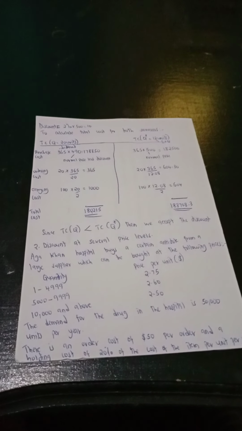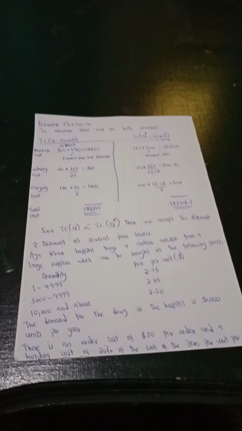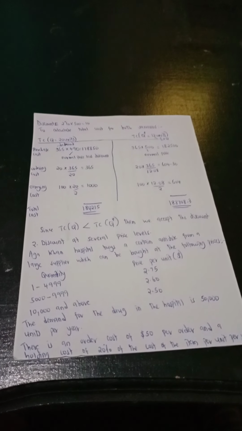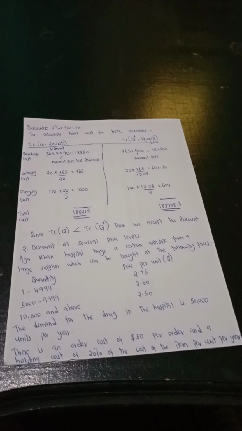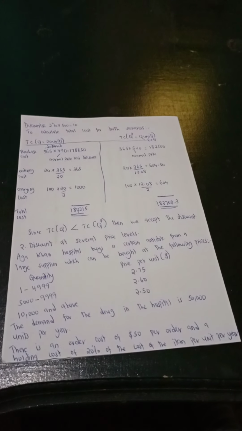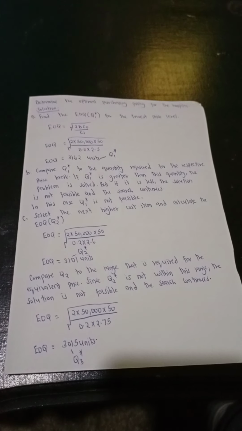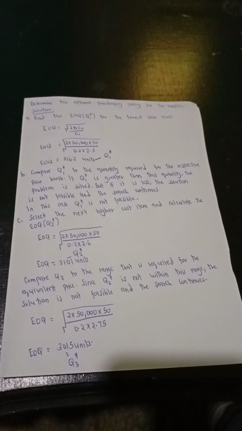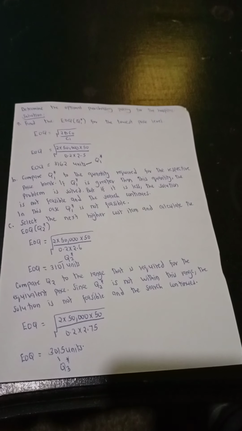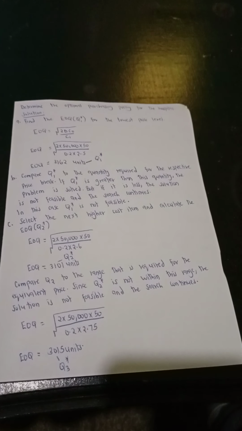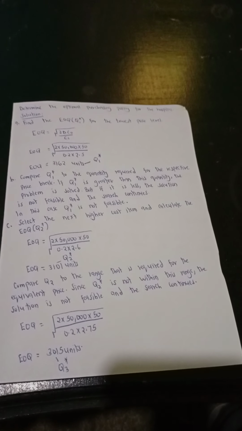Then it continues to say that the demand for the drug in the hospital is 50,000 units per year. There's an order cost of $50 per order and a holding cost of 20% of the cost of the item per unit per year. We are required to determine the optimal purchasing policy for the hospital. So the solution, number one, we are going to find the EOQ when Q is optimal for the lowest price level.